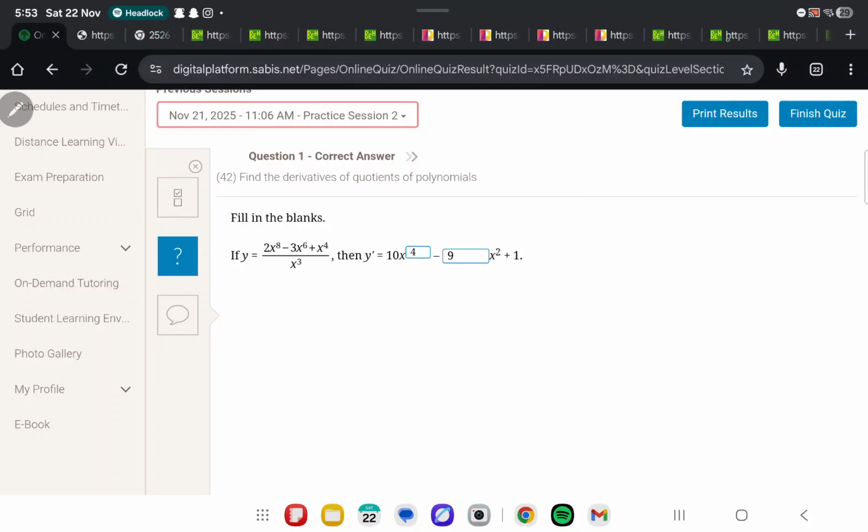Hey everyone, today I'll be doing the term 1 final quizzes. So I'll start off with the 3.1. So this is our first question. If y is equal to all of this, then what is y prime?